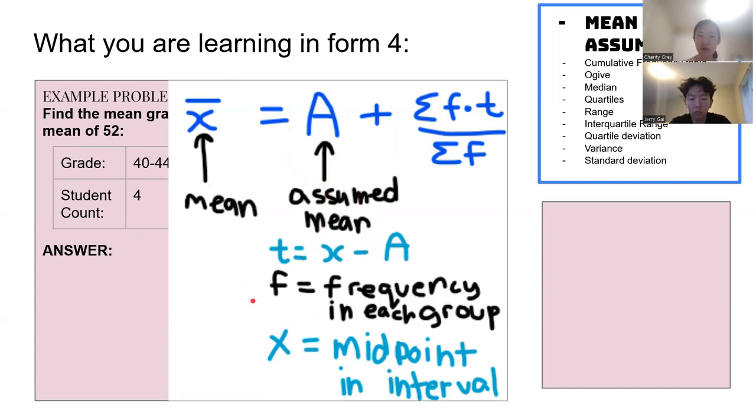If you think you can try to figure out the mean from the assumed mean, please pause the video right now. The solution will be after this slide.